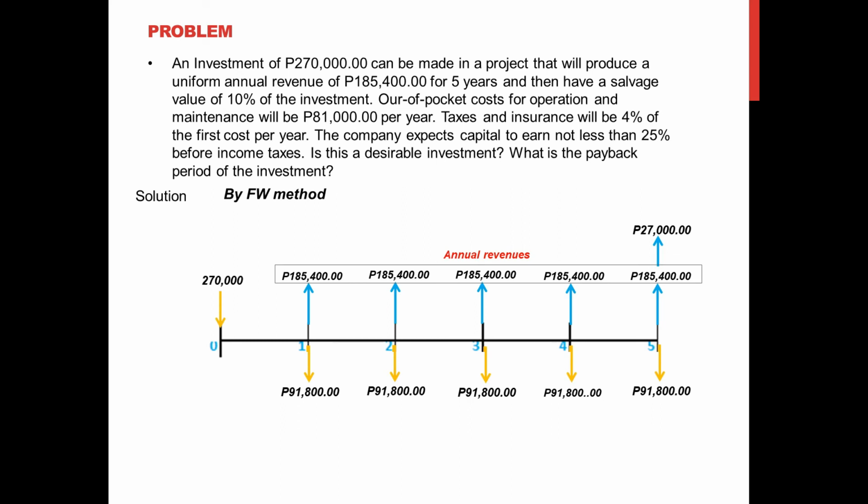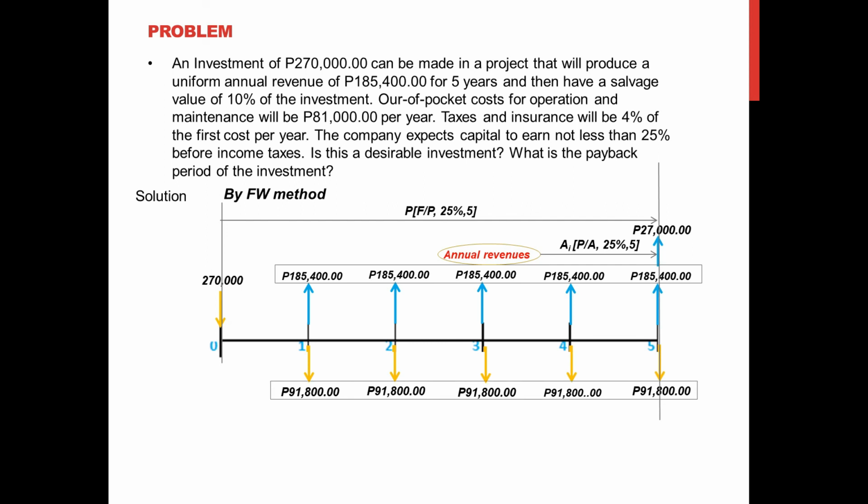So again, we have here the capital invested at the present time, which is 270,000 pesos. So this 270,000 pesos will be brought to the future by multiplying it by the factor finding F given P at 25% at 5. For the annual revenues, just the same, we are going to forward that to the future time. We have this annual revenues multiplied by the notation finding F given A 25% at 5. So for net annual cost, we do the same. We forward it to the future time by multiplying it by the notation finding F given A 25% at 5.